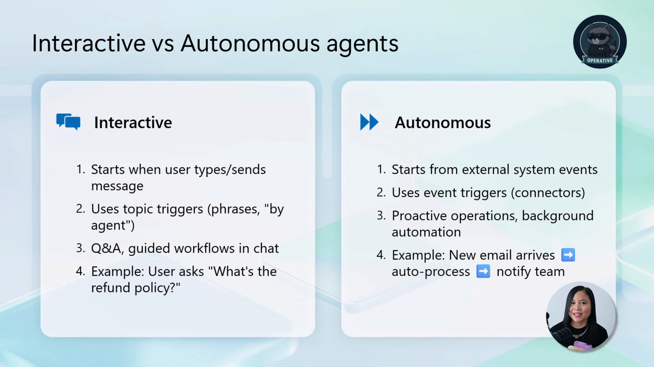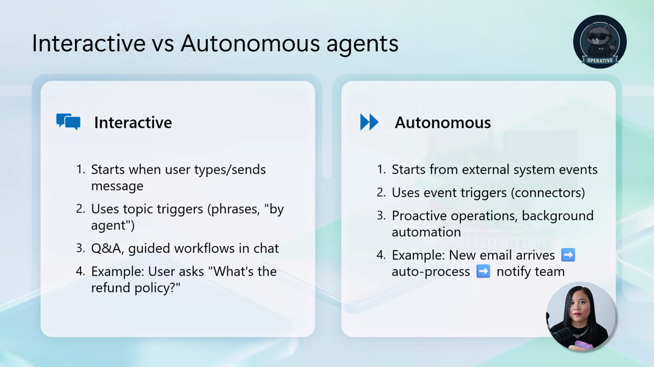The key insight here is that autonomous agents are essentially interactive agents plus event triggers. You get all the conversational capabilities, but you also gain the ability to act independently based on real world events. This combination allows your agents to not just respond to needs, but to anticipate and address them proactively.